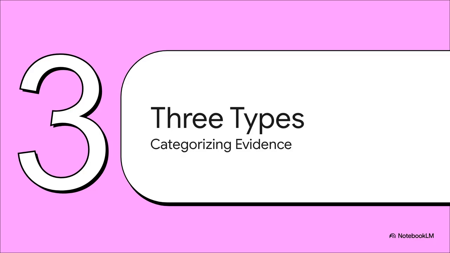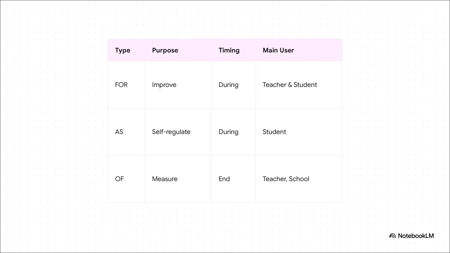All right, Section 3, the 3 types of assessment. Let's categorize exactly how we gather all this evidence. I really want you to focus heavily on the prepositions here: for, as, and of. It sounds like a grammar lesson, I know, but these 3 little words completely change the purpose, the timing, and the main user of the evaluation.